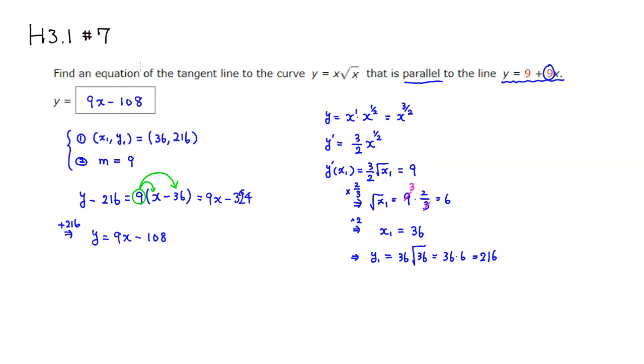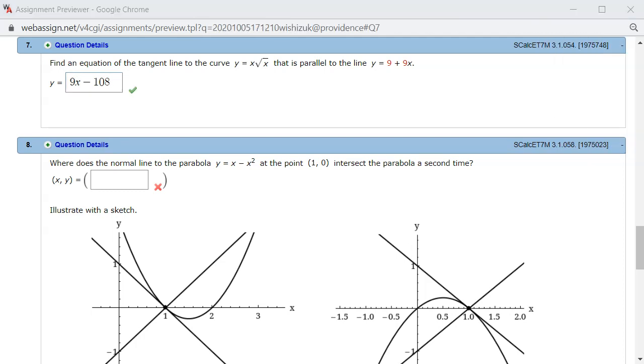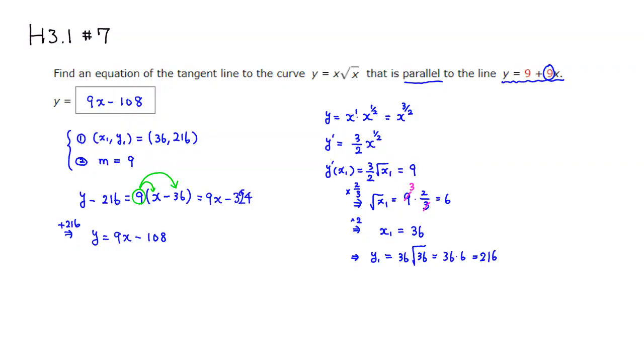So let's type it in. We have 9x minus 108. Let's check the answer. I came back and it looks like we got this tangent line correctly. That's it. I hope that this was clear.